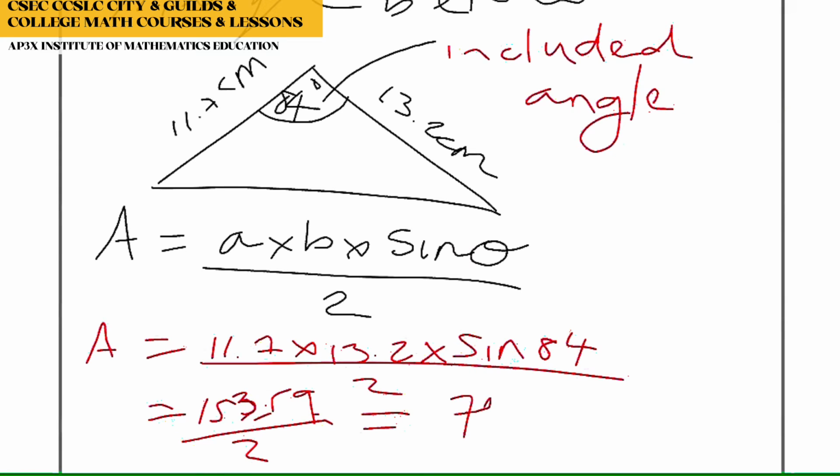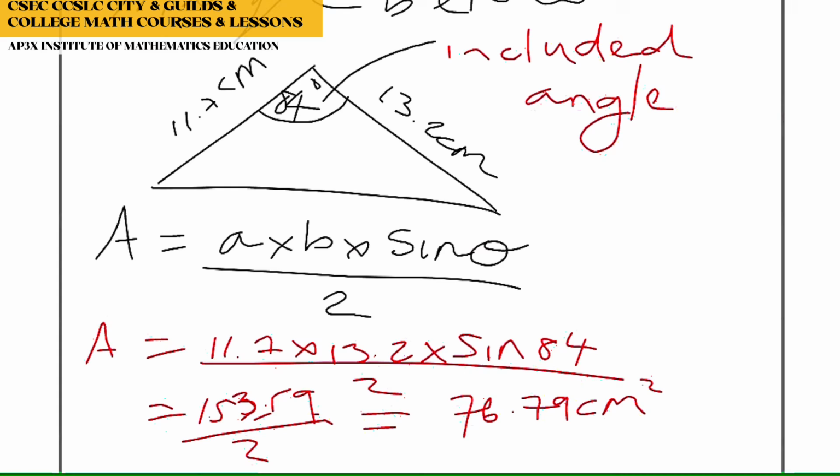76.79 square centimeters. And that's it. You can see that. So evidently the calculation is not a very difficult one to do. You just multiply it by sine 84, and then divide the answer by 2. That's it. That's really it.